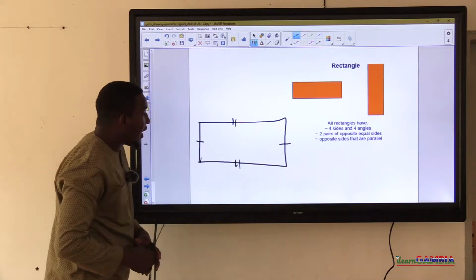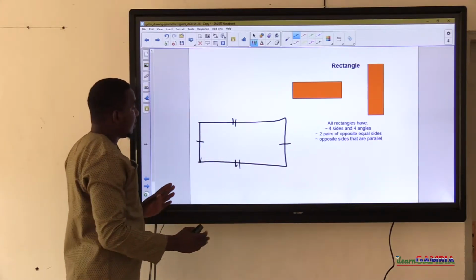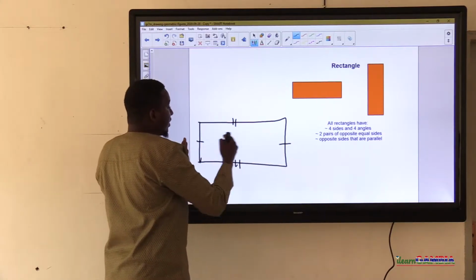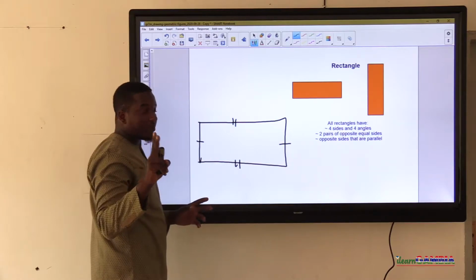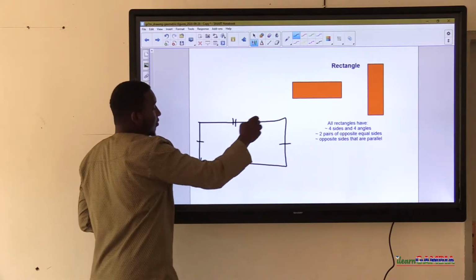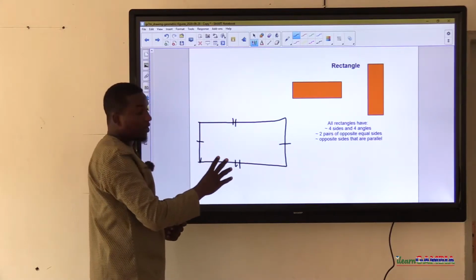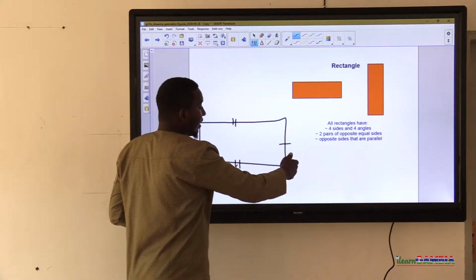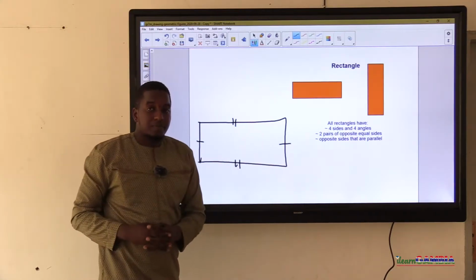Now, what do we mean by 2 pairs of opposite equal sides? It simply means that the opposite sides are equal, and they are of 2 pairs. That is, the length is equal to the baseline here. They are opposite and they are equal, and the line on this other side is opposite to this other one, and they are also equal.